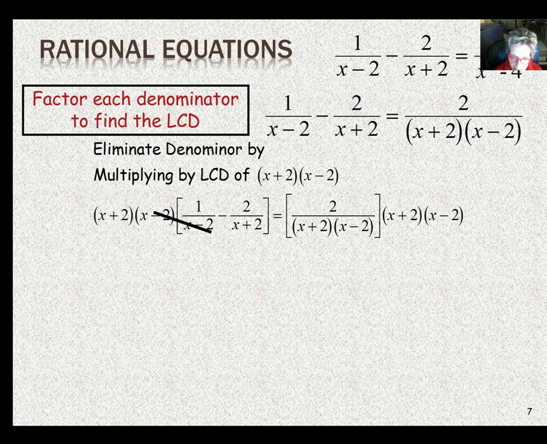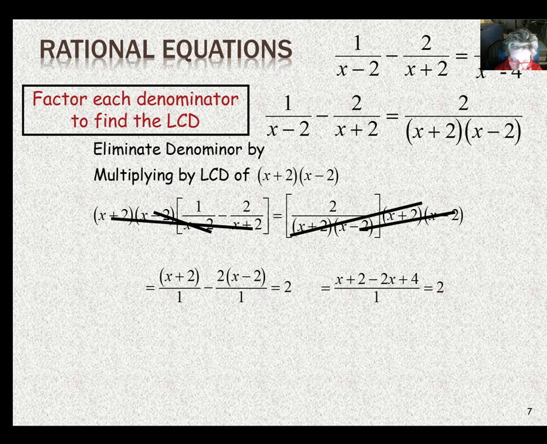On the left-hand side, my x minus 2's cancel, so I'm left with 1 times x plus 2. Then on the second piece, my x plus 2 cancels, so I'm left with 2 times the quantity of x minus 2. On the right-hand side, my x minus 2 cancels and my x plus 2 cancels, so I don't have to multiply the 2 by anything. Now, this is what I'm left with. I took 1 times x plus 2, that gave me x plus 2, 2 times x minus 2, and all of my denominators are now gone, and it's set equal to 2.